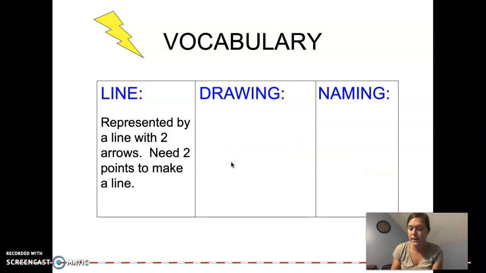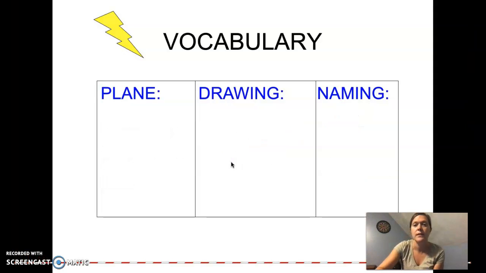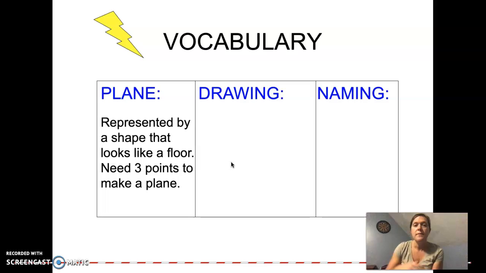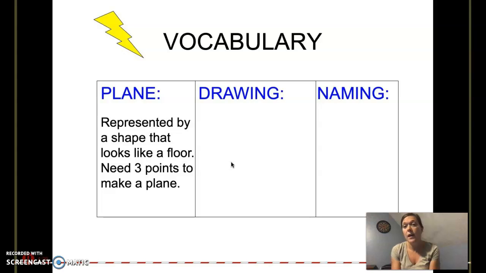Again, pause the video as needed to get through everything. Next, a plane. A plane is represented by a shape that looks like a floor. You need 3 points to make a plane. So unlike a line where you needed only 2 points, we need exactly 3 points. And those 3 points cannot be in a straight line to make a plane.